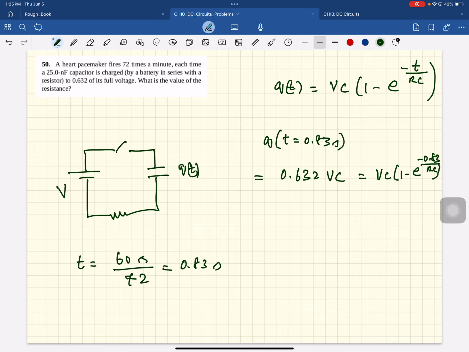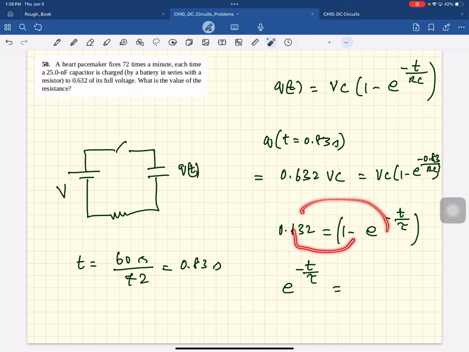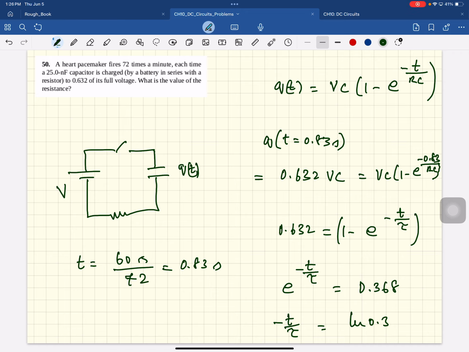All right, that's why they didn't give you the voltage of the battery, because this thing cancels. So 0.632 equal to 1 minus e to the power of minus t over tau. So e to the power of minus t over tau is 1 minus this, and 1 minus that is 0.368. So now we'll take the log of both sides. So minus t over tau is log of 0.368.